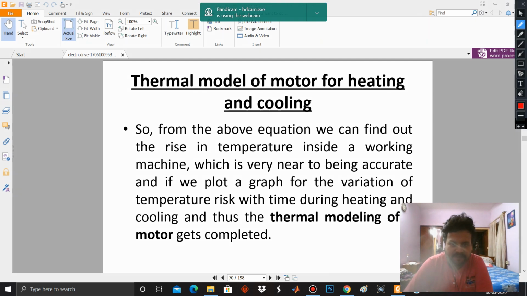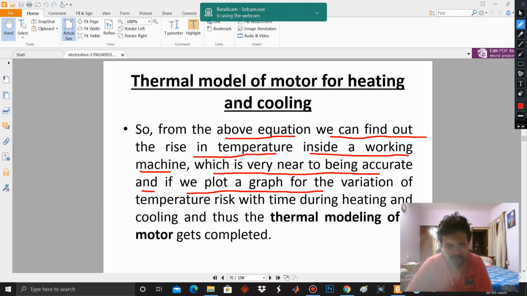So from the above equation, we can find out the rise in temperature inside a working machine, which is very near to being accurate. And if we plot a graph for the variation of the temperature rise with time during heating and cooling, thus the thermal modeling of the motor gets complicated.